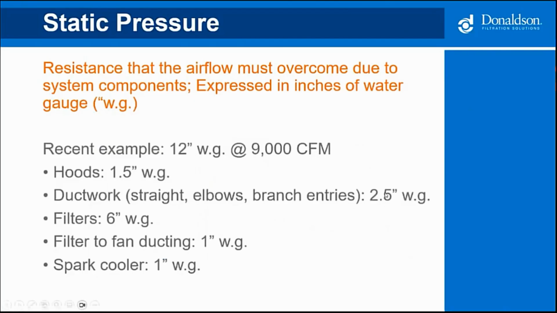Okay, let's address what we just did. So this is a little review. The hood typically requires about 1.5 inches of water column. The ductwork, in this case, we're at slower velocities, 2.5, but this number can get bigger as well. Then for the dust collector, the filter section, 6 inches of water gauge. And you're going 6 inches.